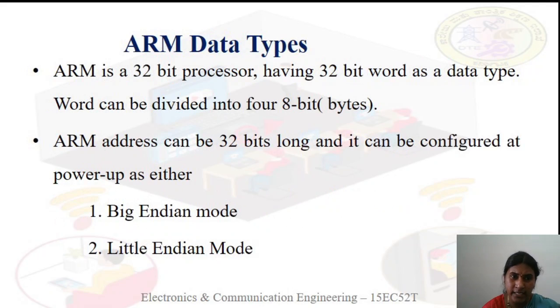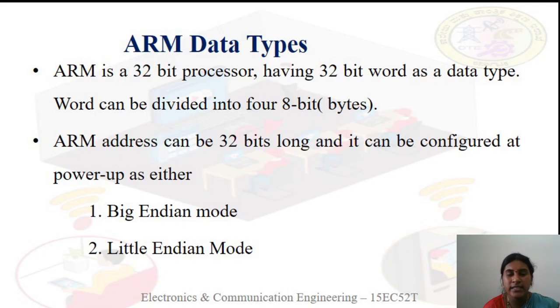Okay, now we will see which type of data is selected for ARM. I told you ARM is a 32-bit processor. All the instructions and all the registers we are going to use in our ARM are 32-bit long only. To save a 32-bit long register or an instruction, we have to go for a 32-bit word only.